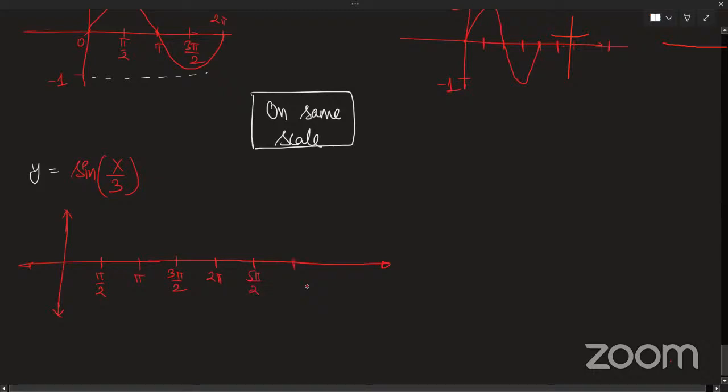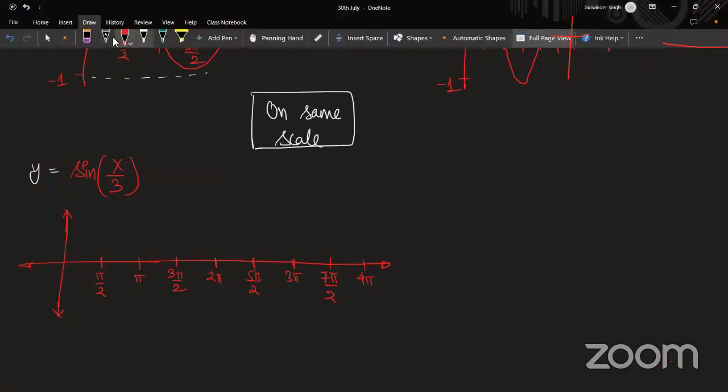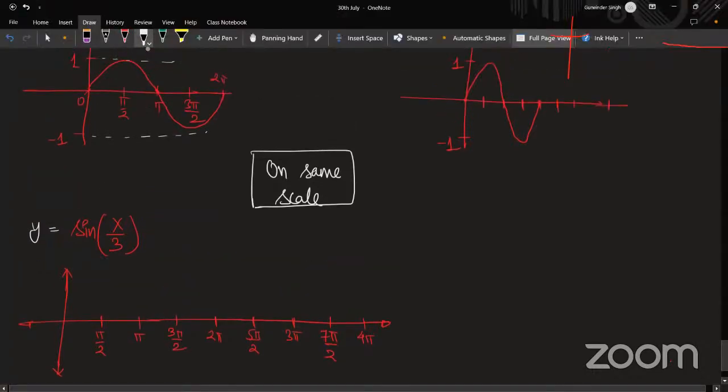2.5. Similarly, here we get 3 pi, here 4 pi, and here 7 pi by 2. Okay, I don't think we will be able to complete the function, but no worries. See, whatever was happening at pi here will happen at 3 pi.